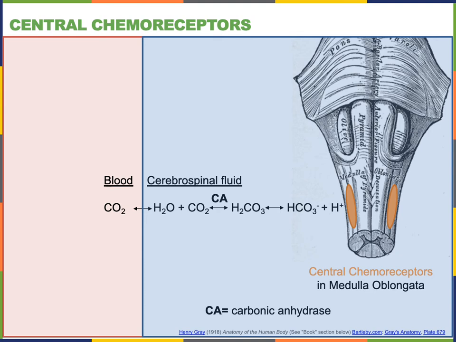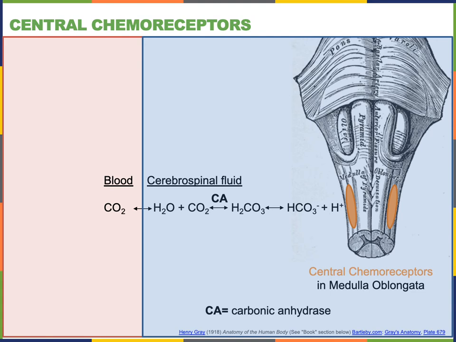If the blood carbon dioxide concentration becomes elevated, which is known as hypercapnia, carbon dioxide diffuses into the cerebrospinal fluid, where it reacts with water in a reaction catalyzed by the enzyme carbonic anhydrase to form carbonic acid. Then carbonic acid releases hydrogen ions into solution, lowering the pH of the cerebrospinal fluid.